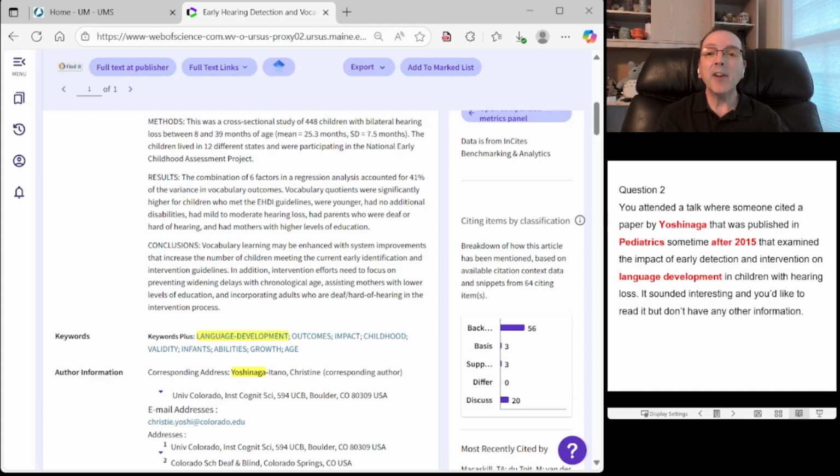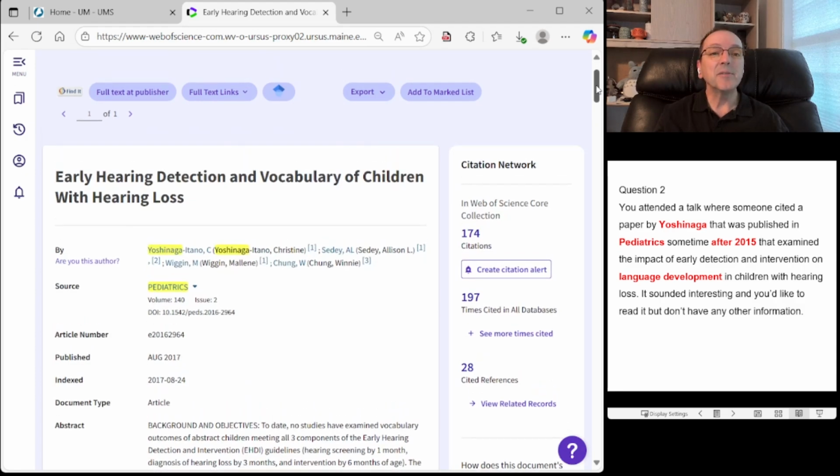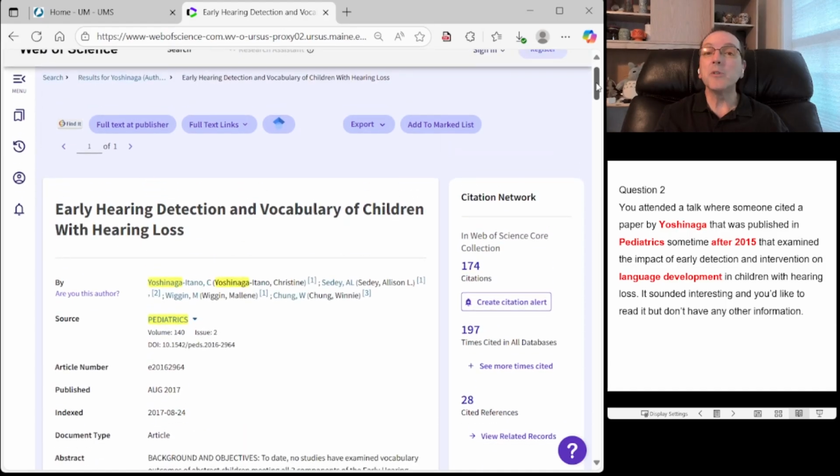And again, that looks like it's the right one because it's also talking about early detection. So we do the same thing, export it, save it, paste it in as our answer to question number 2, and we're good to go.